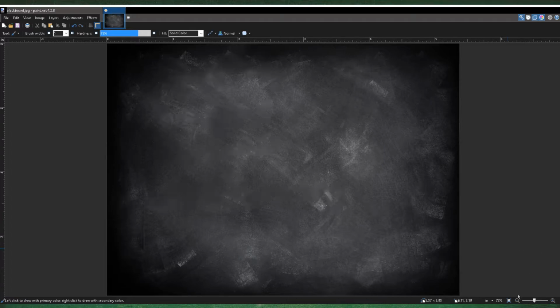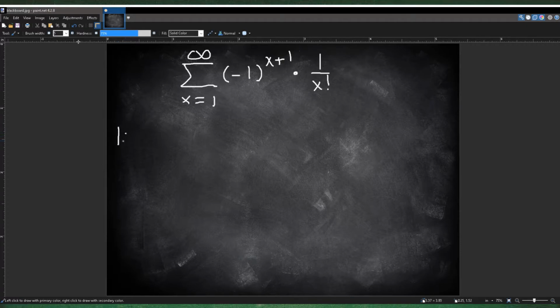So let's try an example to understand this. Let's say we have a summation from x equal to 1 to infinity, and we have -1 to the power of x plus 1, right? As a general idea. And let's say our formula is 1 over x factorial. So it's alternating, right? So is this series converging or diverging? So let's check our two conditions.